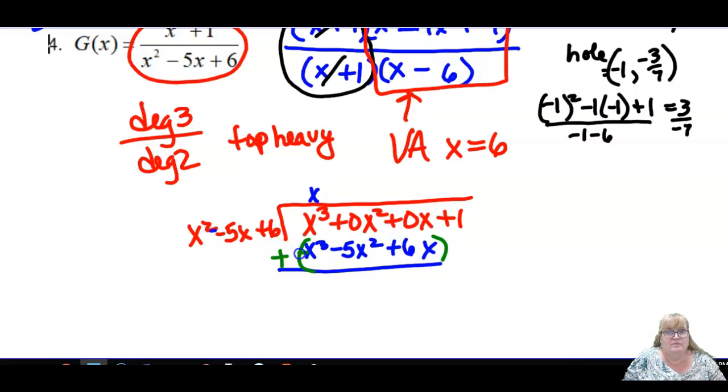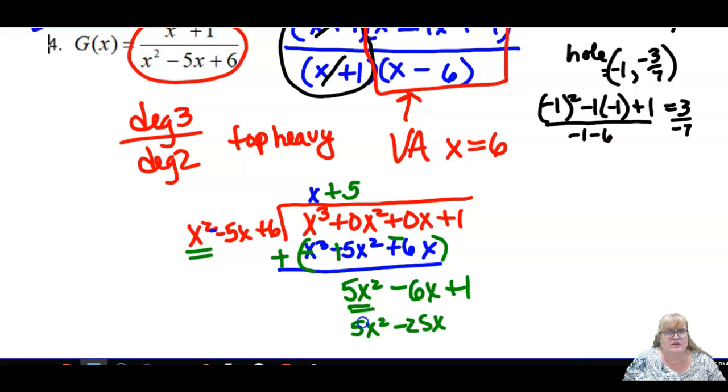Or add the opposite. This is 0. This is 5x squared. This is a negative 6x. I can bring down the 1. Okay, to get an x squared to become a 5x squared, I do plus 5. So I have 5x squared minus 25x plus 30. Anything I do from here is actually going to be a remainder.